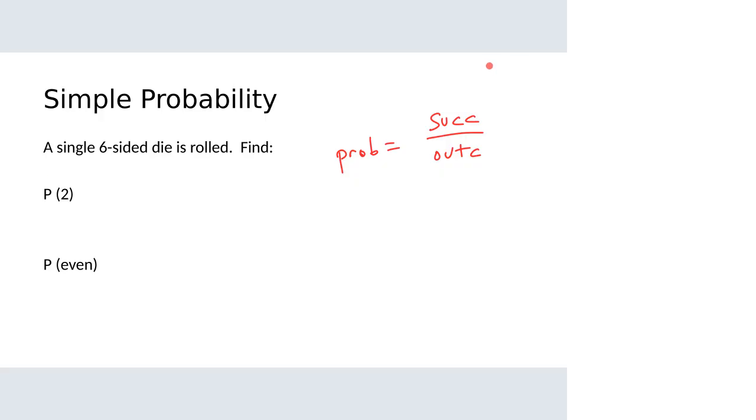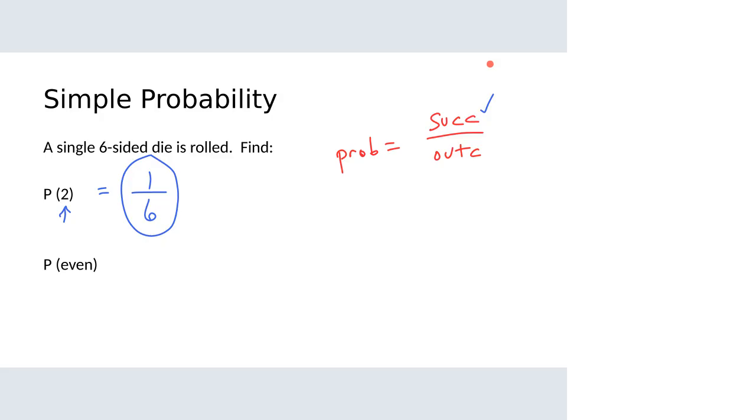Okay, well, this is successes over outcomes. So I know on a single 6-sided die, there are 6 outcomes. And the successes aren't necessarily something good. They're the thing that I'm looking for. How many ways is it possible for me to get a 2? Well, there's only 1 2 on that die. So there's 1 success out of 6 outcomes. So the probability of getting a 2 is 1 out of 6.